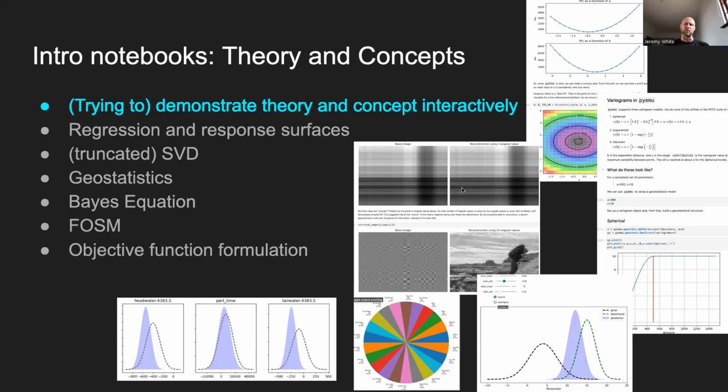So you can look at how bringing in additional singular components leads to image reconstruction, because that's a nice analogy, I think, to how the SVD works on a Jacobian matrix. And then we have geostatistics, like I said, and response surfaces and first or second moment things.